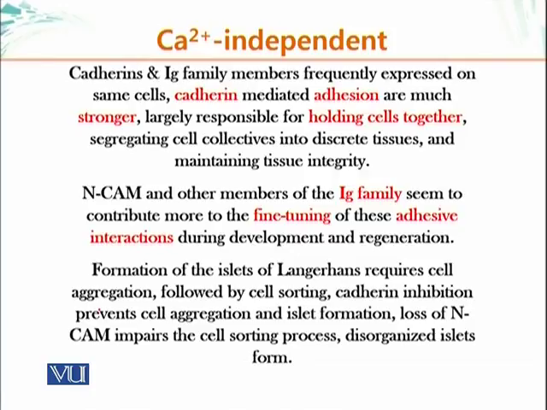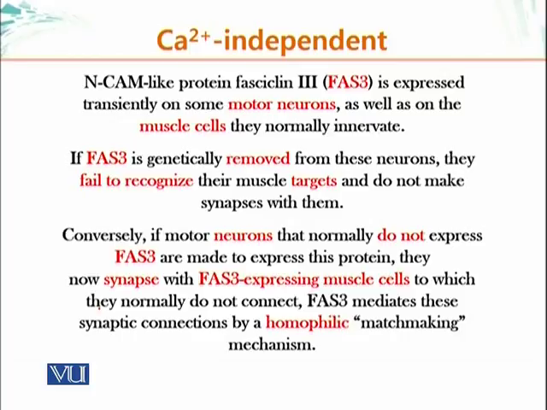Another example: formation of islands of Langerhans requires cell aggregation followed by cell sorting. Cadherin inhibition prevents cell aggregation and islet formation. Loss of NCAM basically just impairs the cell sorting process, so the islands of Langerhans that are formed are disorganized. The islands of Langerhans are basically regions of the pancreas that perform an endocrine function, and they are about 45% of the total pancreatic volume. You may have heard of insulin. That is a hormone which is produced by these cells present in the islands of Langerhans.